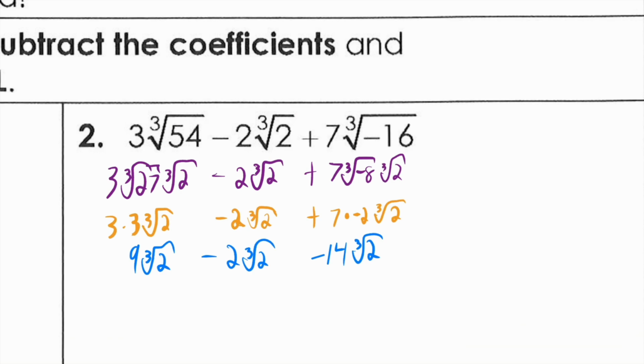And so now, since all 3 of these have common radicals, the same index with the same radicand inside, we can combine the outsides. 9 minus 2 minus 14. And that gives us negative 7 times the cube root of 2.